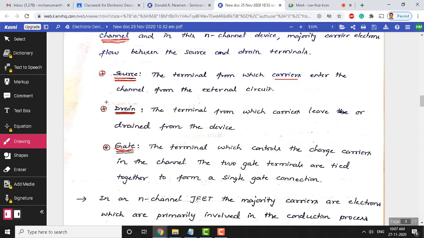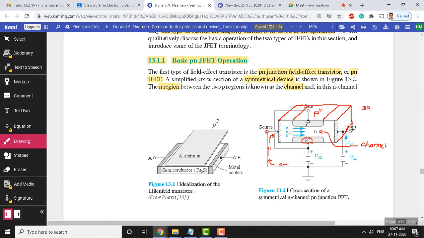What about the drain terminal? The terminal from which carriers leave or are drained from the device. You can see here this is a drain terminal. Here carriers leave or drain out from this terminal, and that is why it is called the drain terminal. The electrons which have entered via the source through this channel are going to get drained out, or exit from this drain terminal back to the positive terminal of the power supply, what you are seeing here.